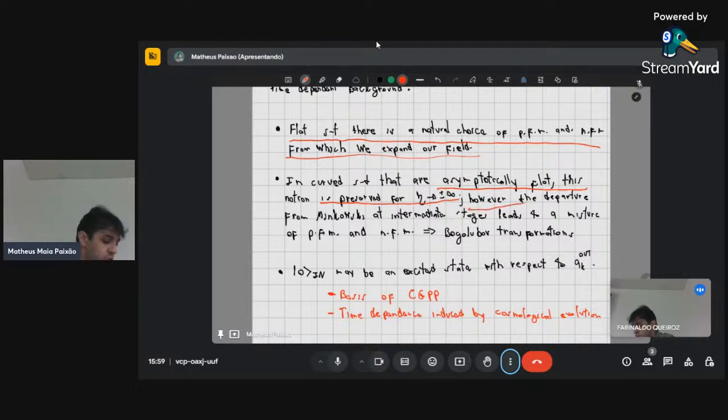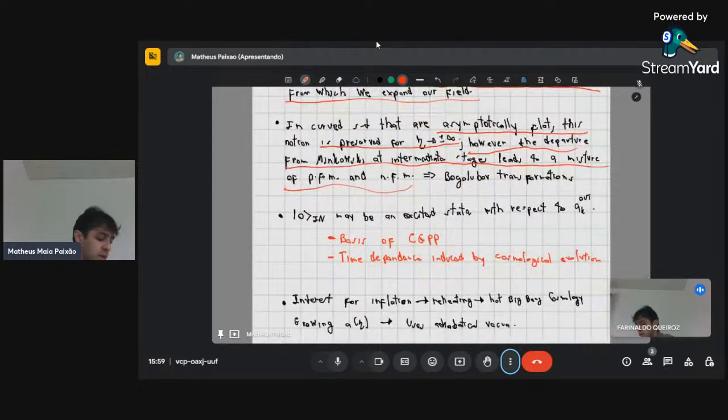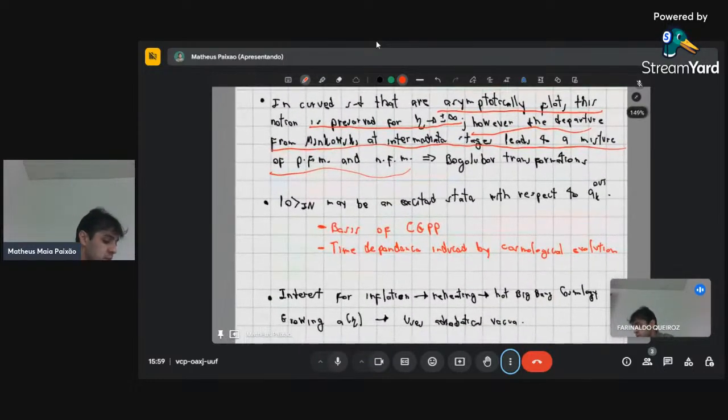However, the departure from Minkowski space at the intermediary stage leads to a mixture of positive and negative frequency modes that can be translated into Bogoliubov transformations, and as a consequence, the vacuum in the beginning and in the end are going to be different. So this is just the basis of cosmological gravitational production.